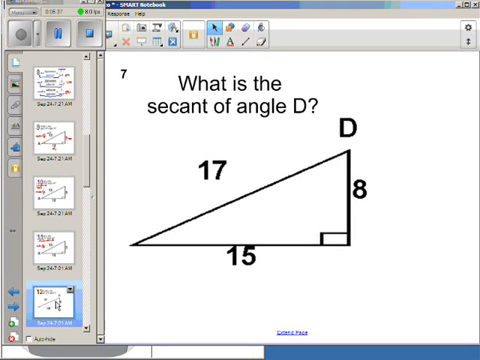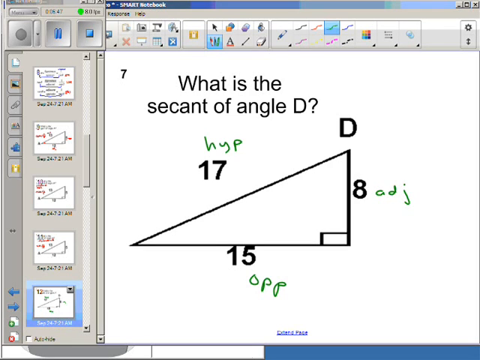Secant of angle D, what if our angle is in a different spot? Well, now this is my opposite. Here's my adjacent. Here's my hypotenuse. And so the secant of D is the reciprocal of the cosine. So instead of 8 over 17, I will have 17 over 8.